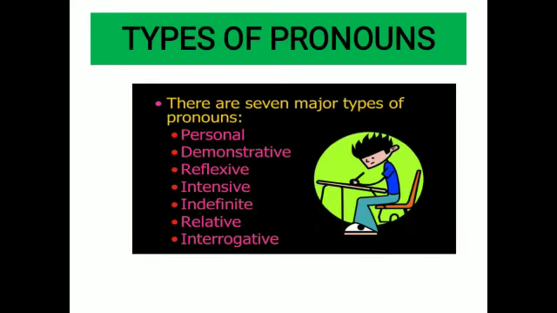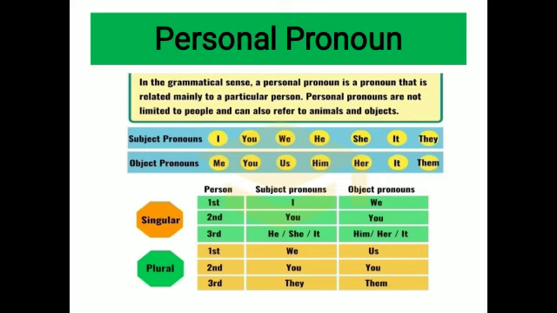Now, based on their use, there are 7 major types of pronouns. What are they? They are personal, demonstrative, reflexive, intensive, indefinite, relative, and the last one, interrogative. So the first one we have is personal pronoun. The personal pronouns are those pronouns that replace the naming part of a noun in a sentence.